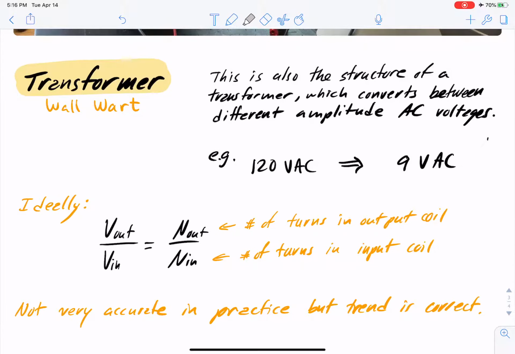At least ideally, the relationship between them is very simple. The ratio of the output voltage and input voltage is the same as the ratio of the number of turns on the output coil to the number of turns on the input coil. In practice, this is not a very accurate equation. There are a lot of things that are not ideal. Not all the field going out of one coil goes into the other, and there are other losses and resistances and things. But the basic idea, the trends, are about right.